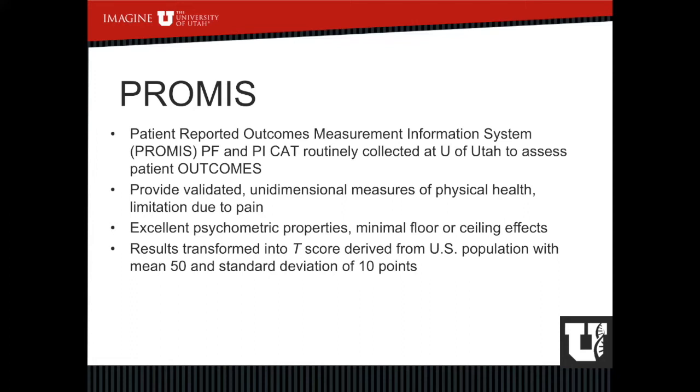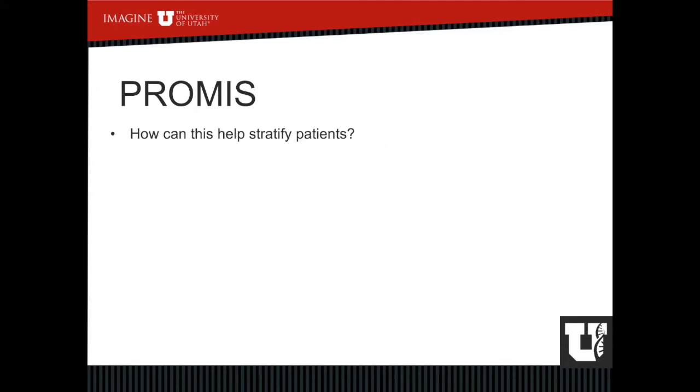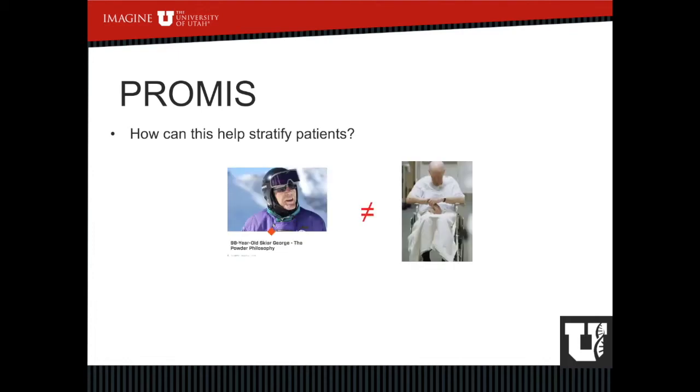These results can be transformed into T-scores, which are derived from the US population, where a mean score for these metrics is 50 and a standard deviation is 10 points. The question, of course, is how does this help us to stratify patients? Again, we have these two patients who may look similar based on their comorbidities, but can we use an objective measure like a PROMIS to better stratify and counsel these patients?